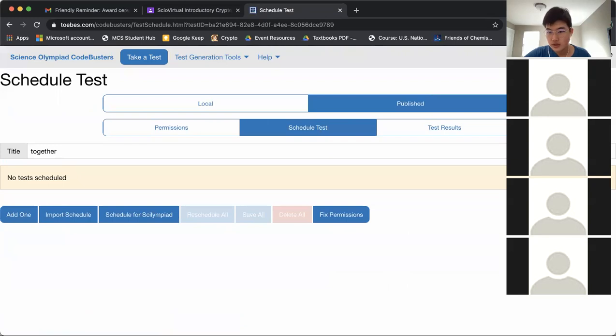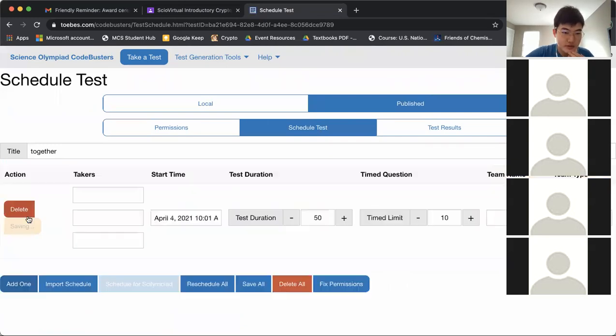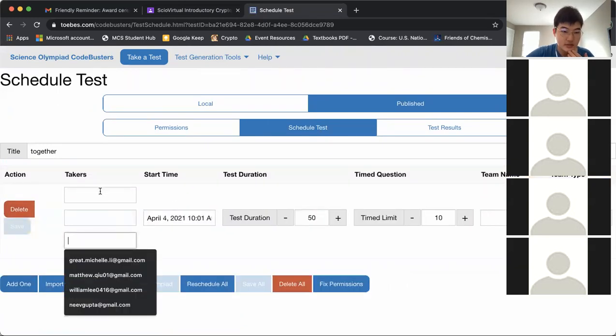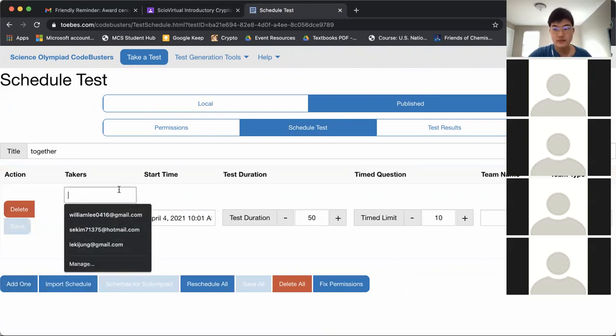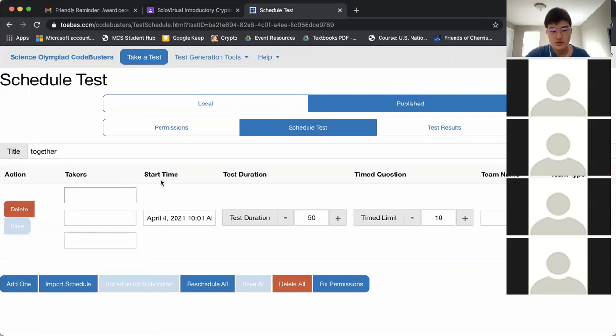If I press add one, you can see that you can only have 3 people taking it together max. And what I mean by together is, if you're typing something in, you can see what the other person is typing on your screen too. So it's kind of synchronous, almost as if you were writing on the same paper. But we can't do that because we have more than 3 people, so I'm just going to assign it to myself.